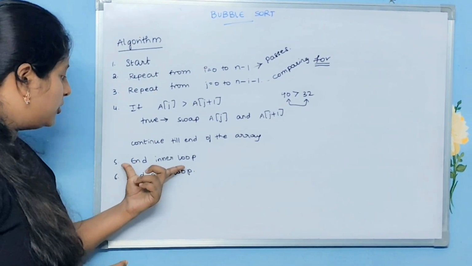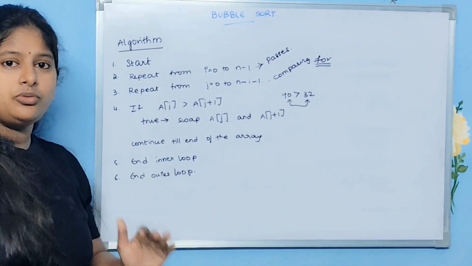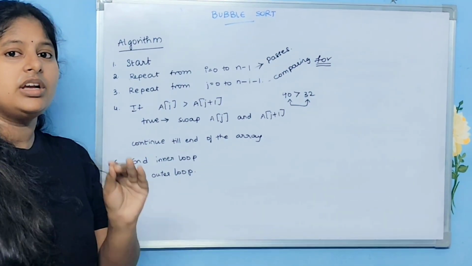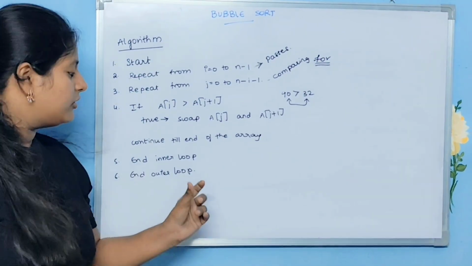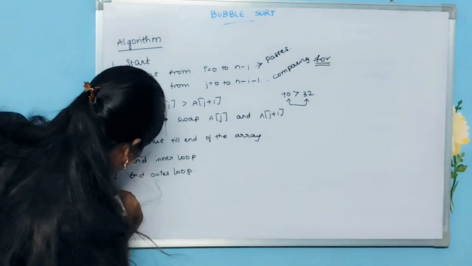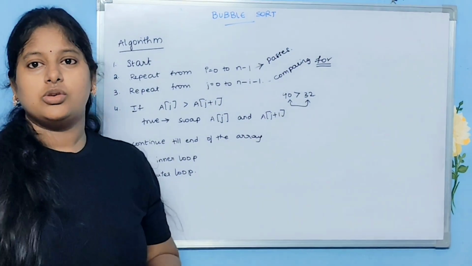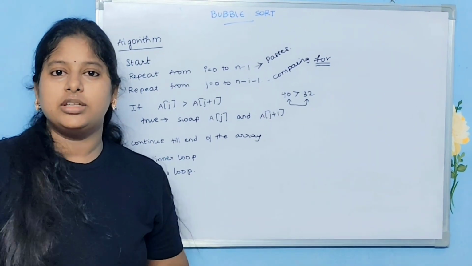First you have to finish the inner loop. Only when you get the inner loop false condition, you will go to the outer loop. First end the inner loop. Next end the outer loop. Last, stop. Right? So this is how you perform the algorithm for bubble sort.